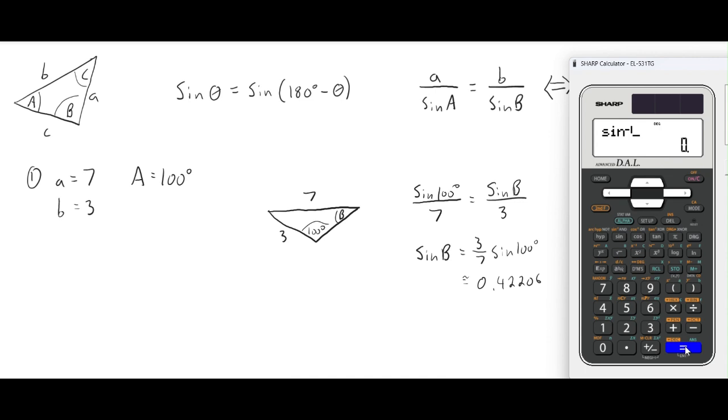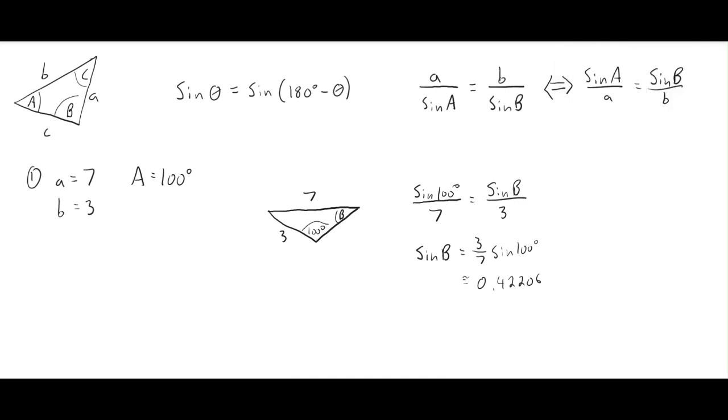And the way most calculators work is this will just do the inverse sine of whatever number was in there before. So this works out to be 24.96 I could write. If I want to round it off just to one decimal, I'll call that B equals 25.0. So B equals 25.0.